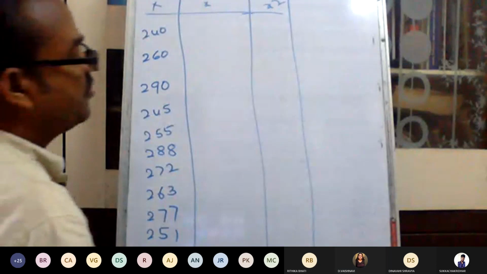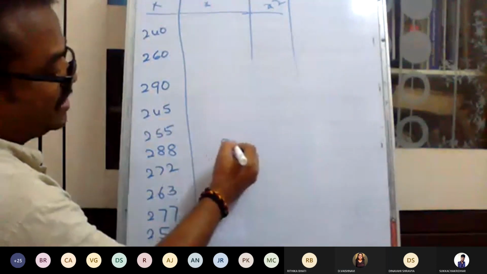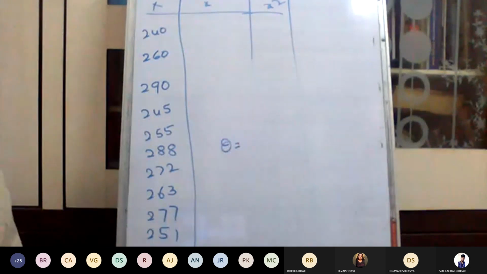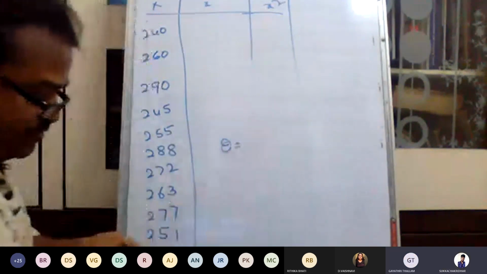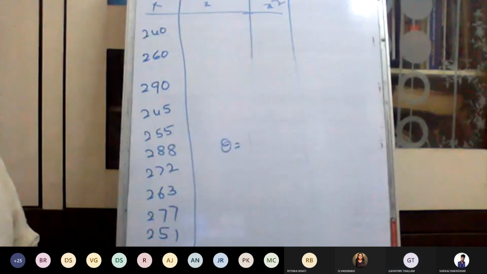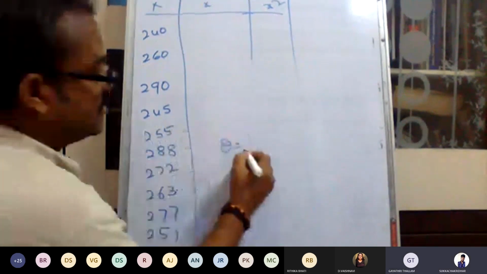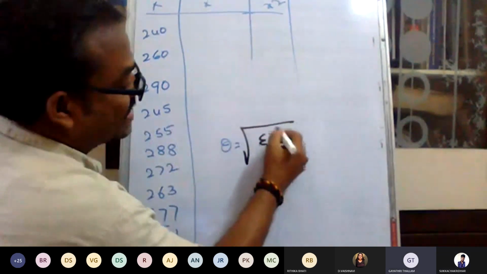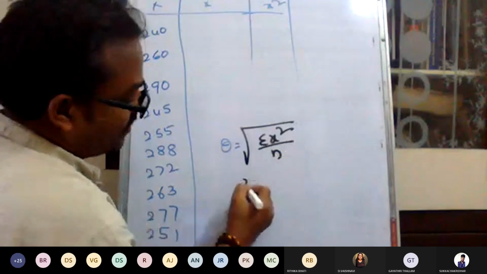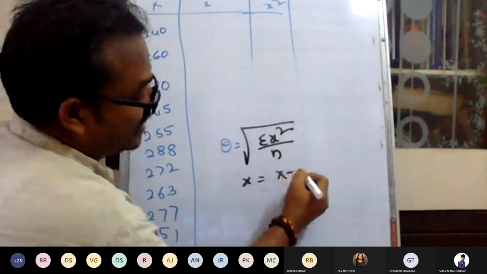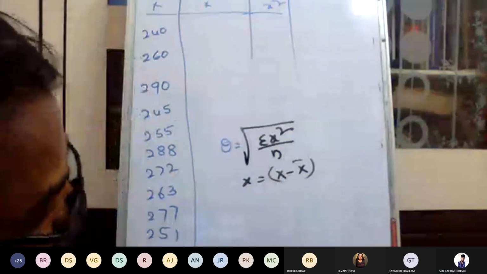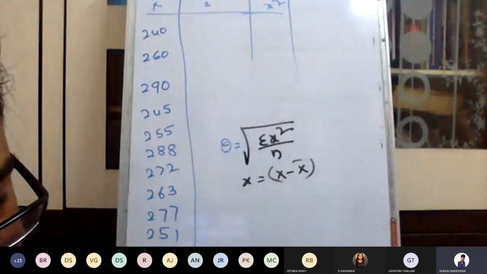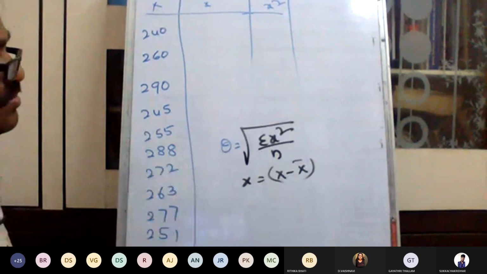Before that, what is the formula? Standard deviation sigma is equal to the root of sigma x square divided by n, where x is equal to x minus arithmetic mean. Yes, Sridhar, what happened? Nothing, sir. Okay, so this is the formula.